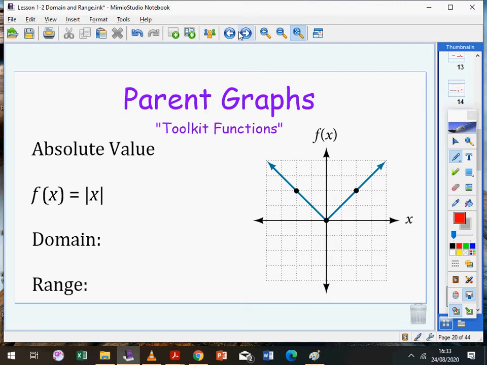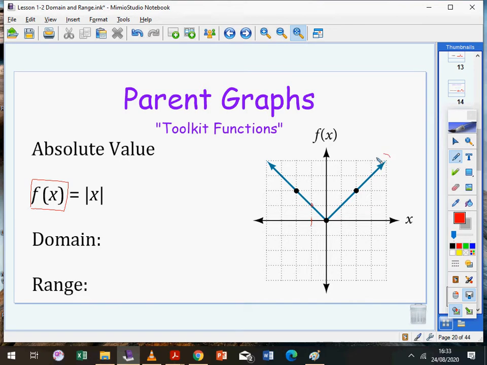This is another one, an absolute value graph. This means we're only interested in the positive range values of this function. So negative 1 magnitude would give you a positive value for y. So this is what the graph would look like.